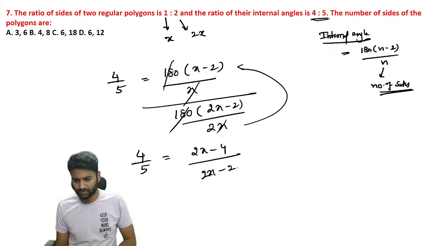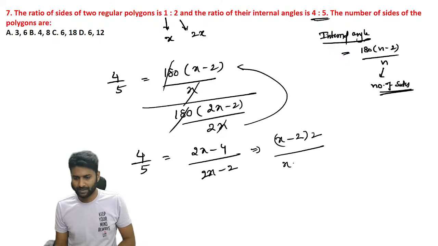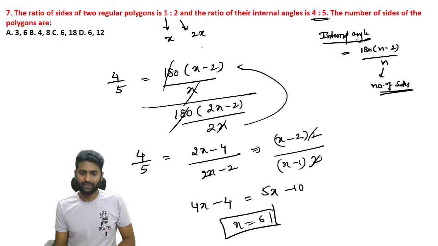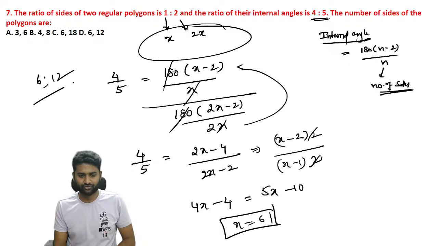Let's go for one more substitution here. In the numerator, 2 is common, so x minus 2. In the denominator, 2 is common, so x minus 1. So 4x minus 4 is equal to 5x minus 10. Taking to the other side, you will get x is equal to 6. If x is equal to 6, then the number of sides are 6 and 12, so 12 is the correct answer.